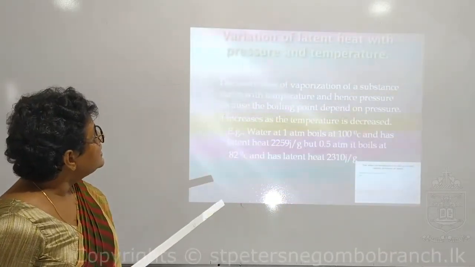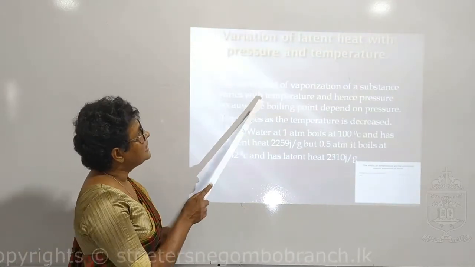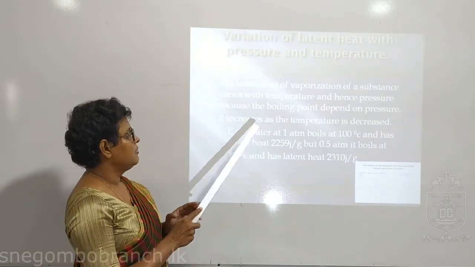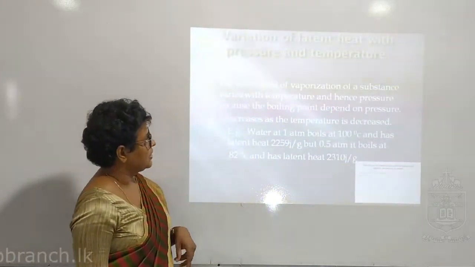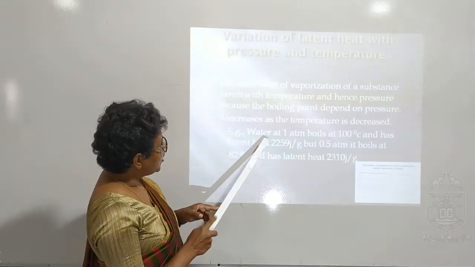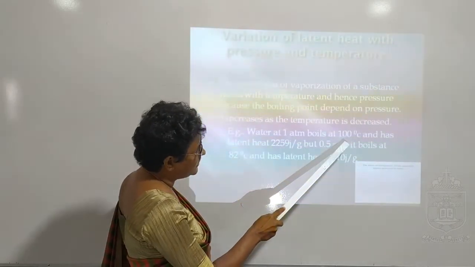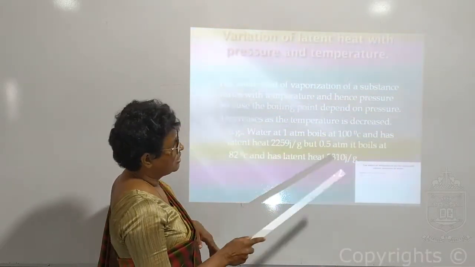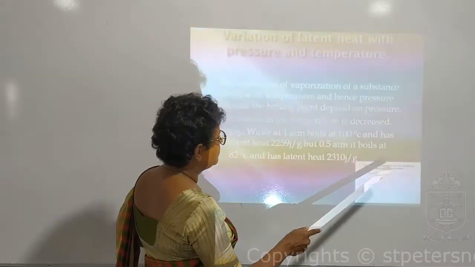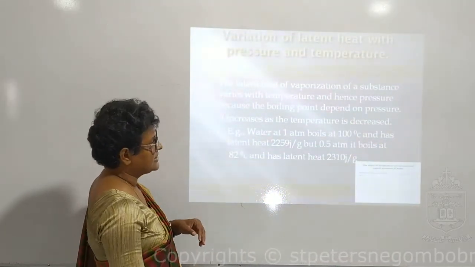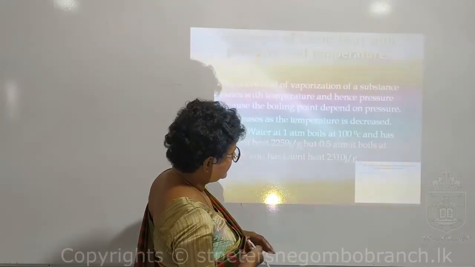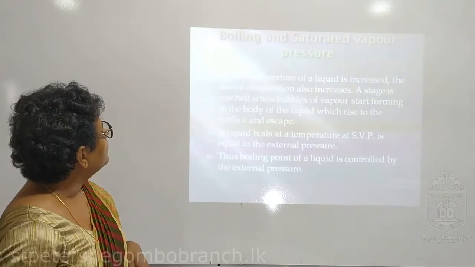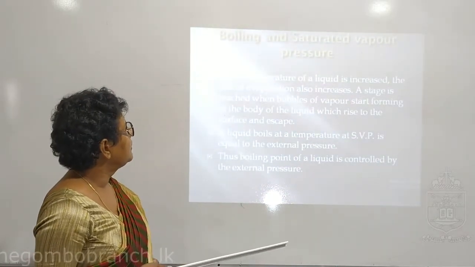See, variation of latent heat with pressure and temperature. The latent heat of vaporization of a substance varies with temperature and hence pressure, because the boiling point depends on pressure. Example, water at 1 atm boils at 100 degrees and has latent heat of 2259 joules per gram, but at 0.5 atm boils at 82 degrees Celsius and has latent heat of 2310 joules per gram, right? See this curve also.